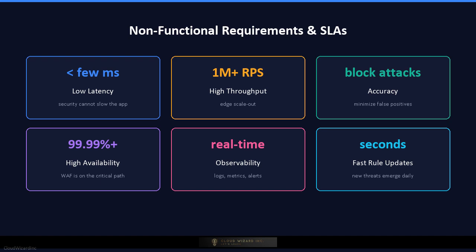It must be highly available, since if the WAF fails, either the application is exposed or the application goes offline. The system must be observable, with real-time dashboards, logs, and metrics for security teams. It must support fast rule updates, because new vulnerabilities and attack patterns emerge continuously. And finally, it must be configurable, allowing customers to define custom rules, exclusions, and thresholds for their own applications.